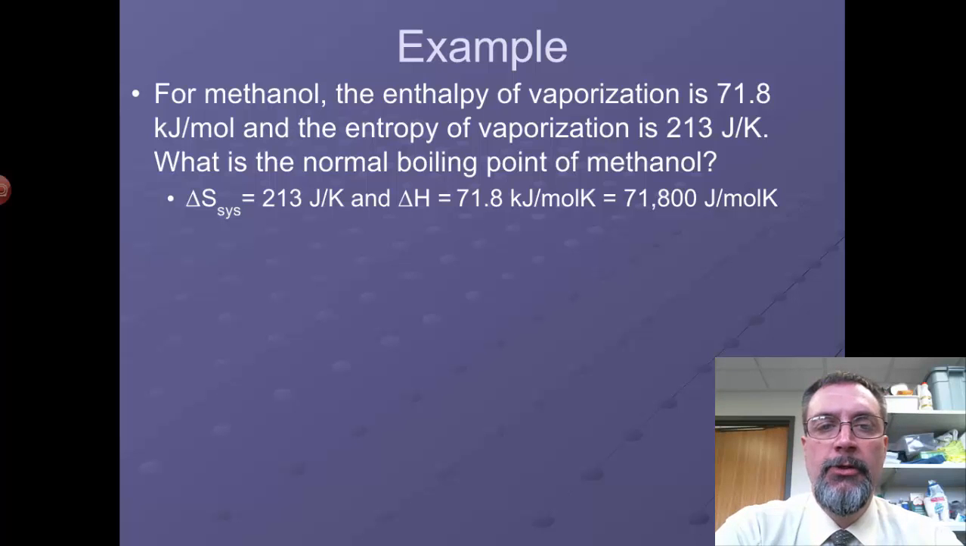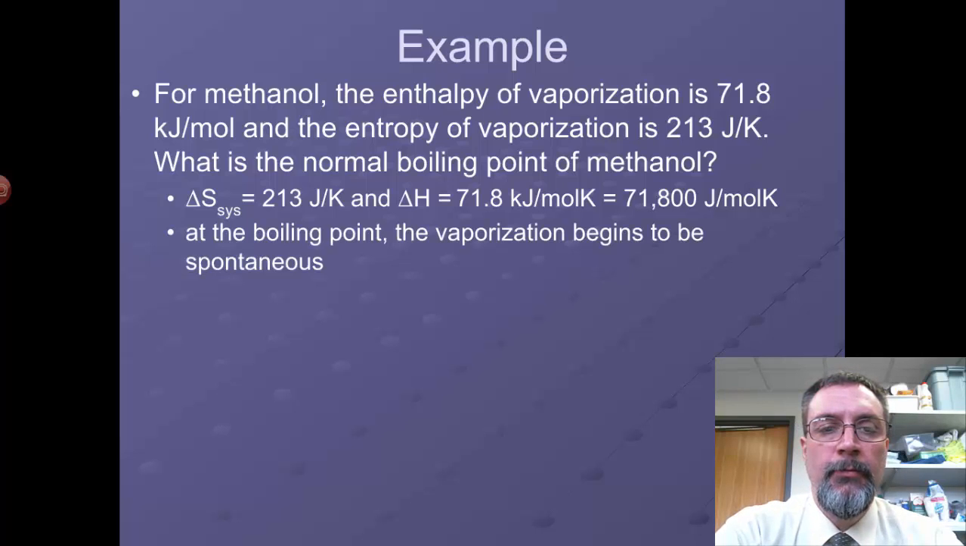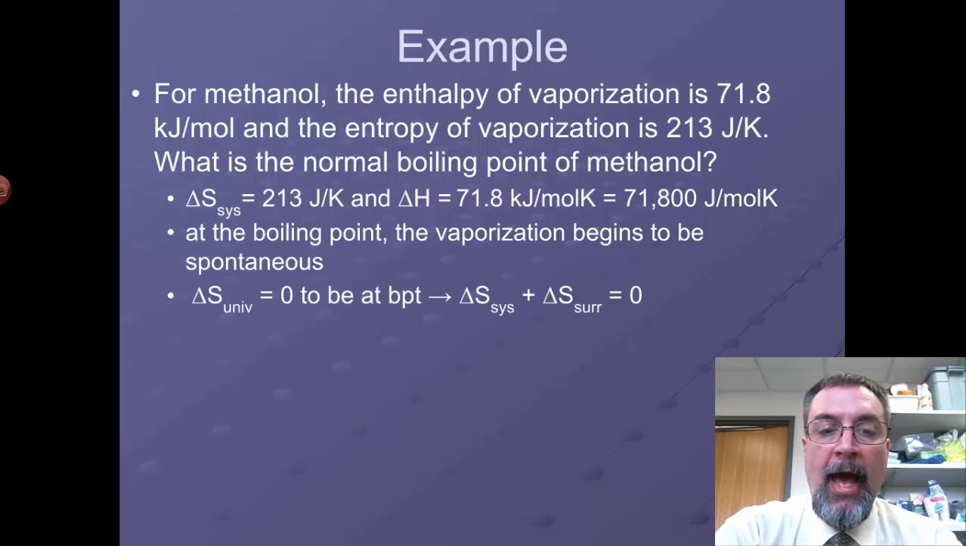Delta S of the system, 213 joules per Kelvin. Delta H is 71.8 kilojoules per mole. We'll have to change that, so that's 71,800 joules per mole. So at the boiling point, vaporization begins to be spontaneous. Okay, so at the boiling point, delta S of the universe is 0 because we're at equilibrium. So that means that delta S system plus delta S surroundings must equal 0, because those two sum together to equal delta S of the universe.